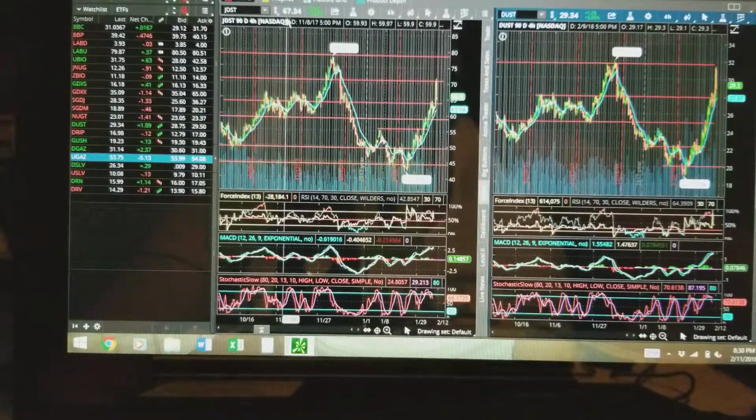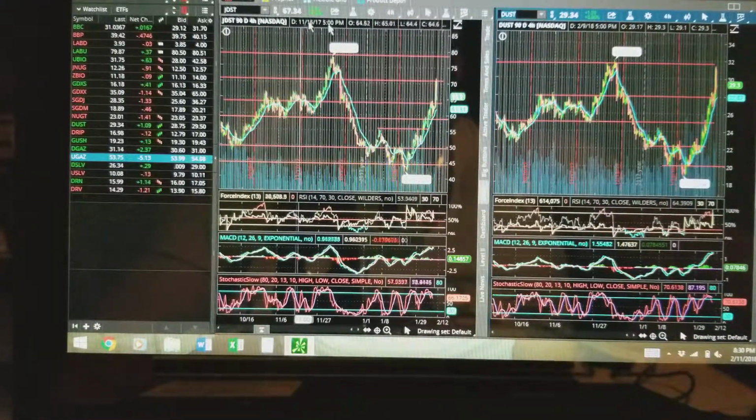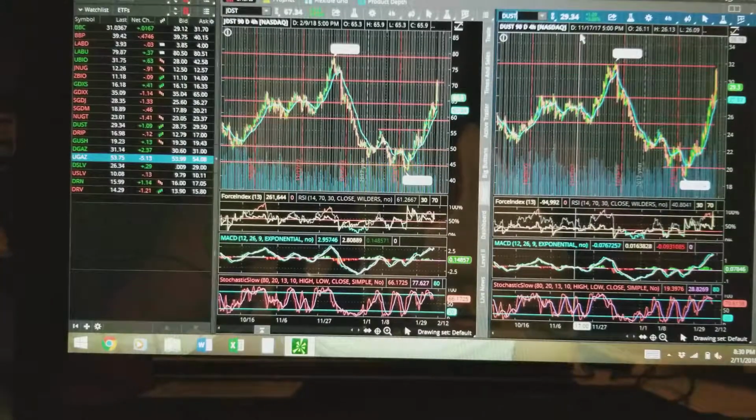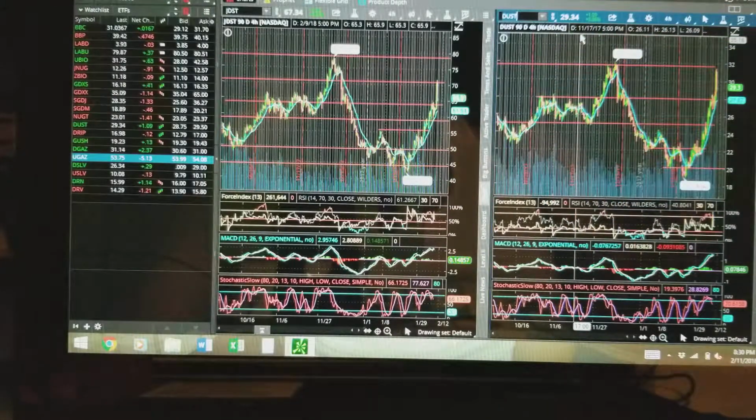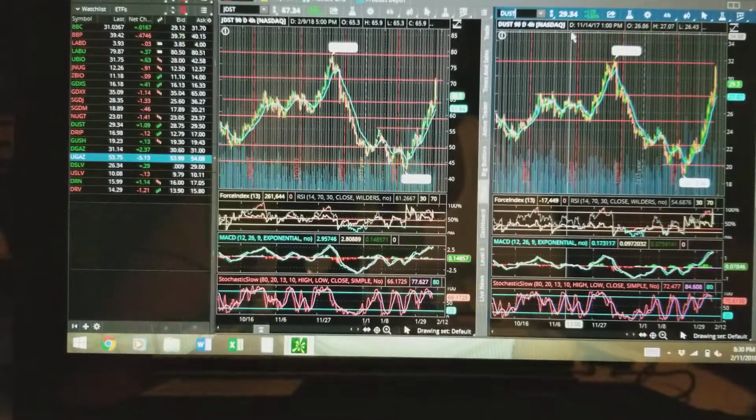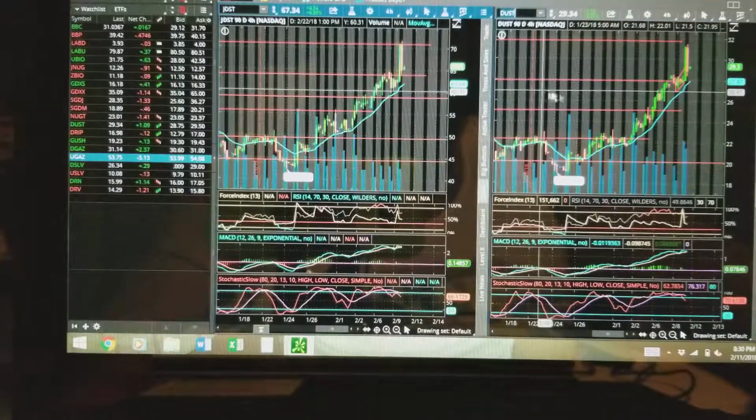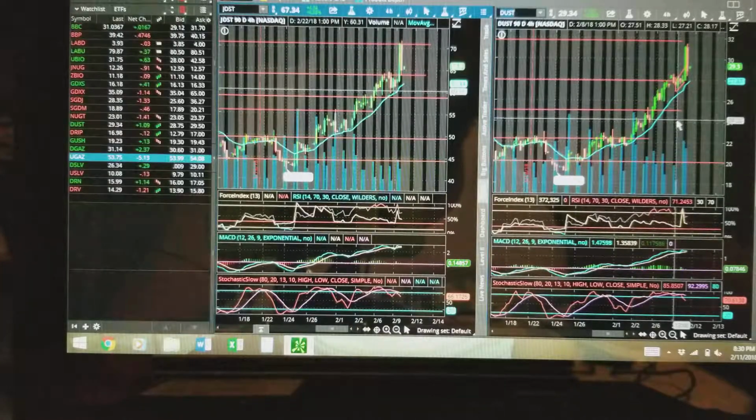But they're at different price points. Like right now, JDST is at 67.34, and Dust is at 29.34. So, I mean, you can buy two shares of Dust or one share of JDST and come about with roundabouts the same profits or losses, or your risk to profit potential is about the same. But for Dust, I got in with Dust.